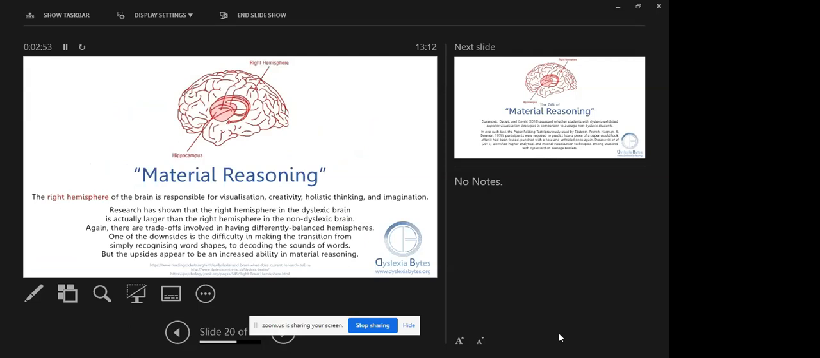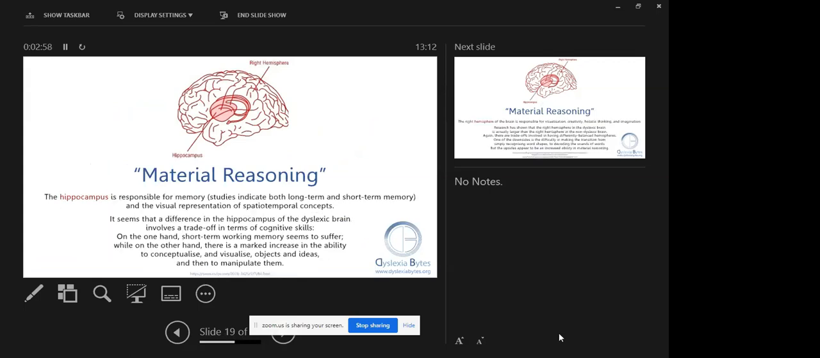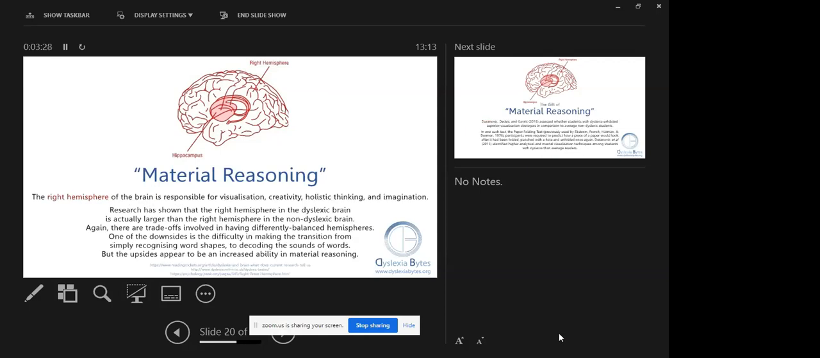Well, the right hemisphere of the brain is responsible for, the hippocampus is responsible for memory. Studies show both long-term and short-term memory. And it's responsible for the visual representations of spatiotemporal concepts. It seems that a difference in the hippocampus of the dyslexic brain involves a trade-off in terms of cognitive skills. So on the one hand, short-term working memory seems to suffer, where on the other hand, there's a marked increase in the ability to conceptualize and visualize objects and ideas, and then to manipulate. Material reasoning, in other words.